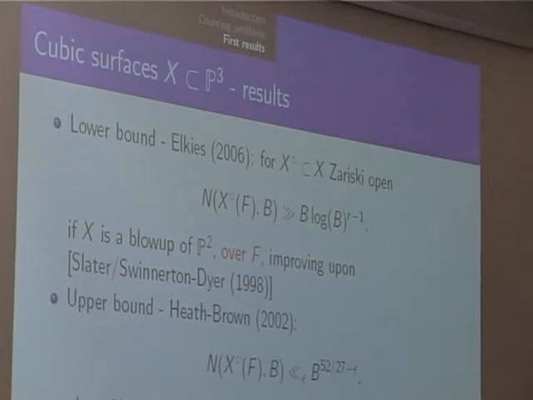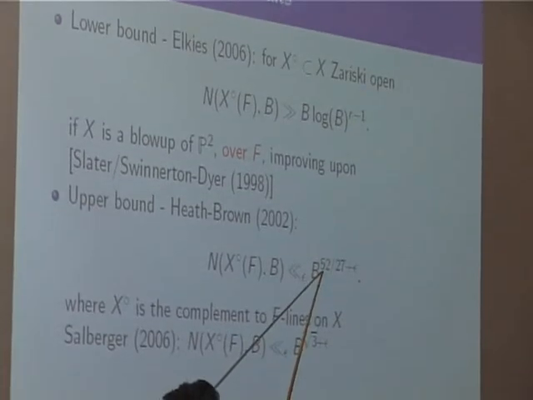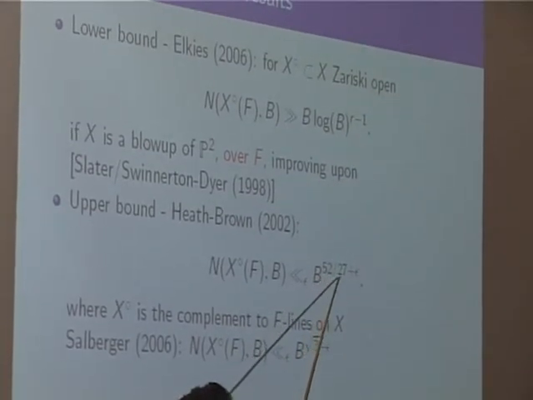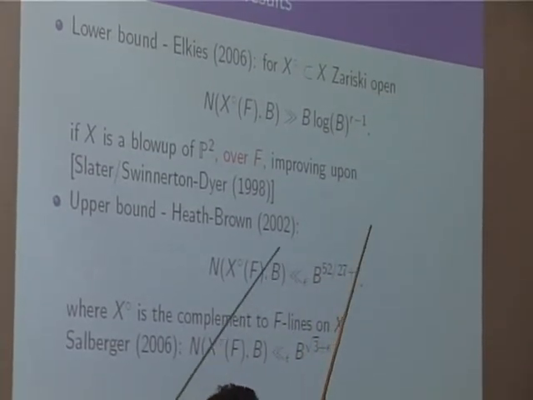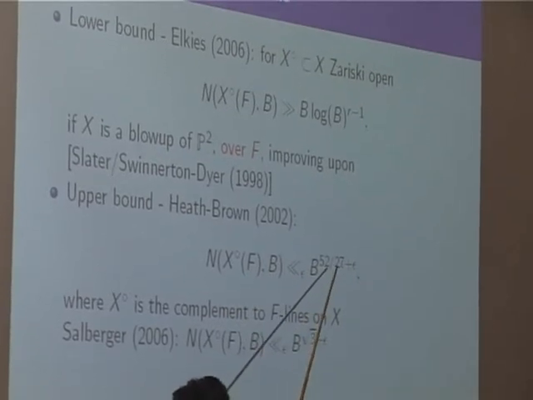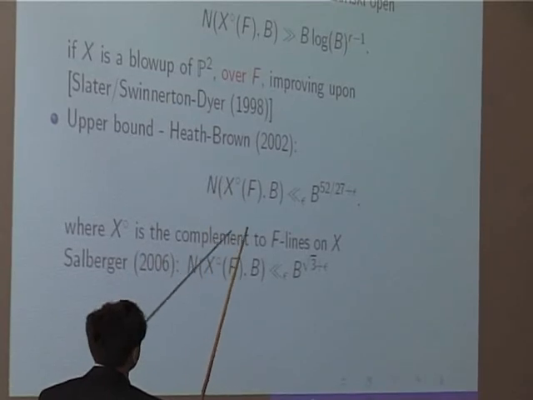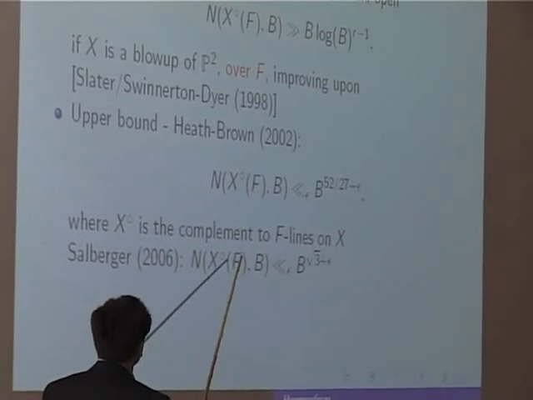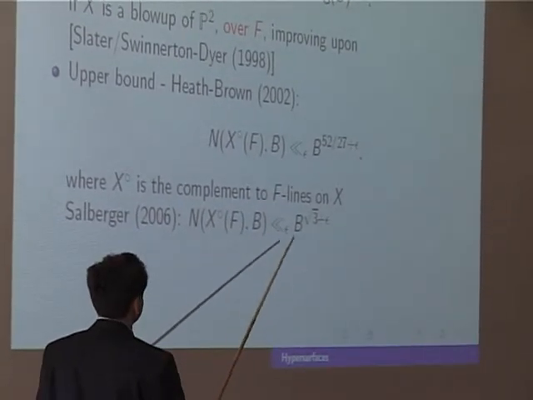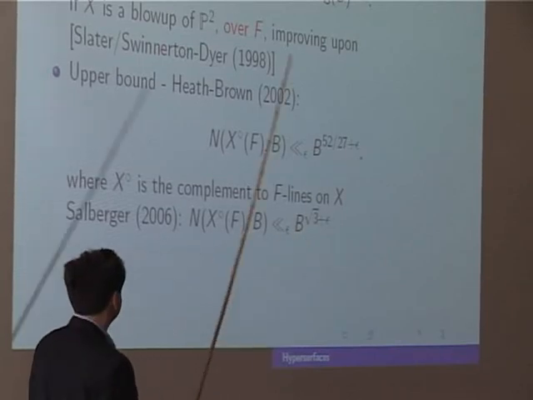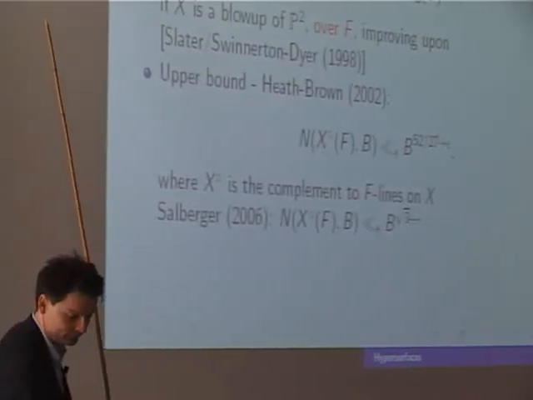Upper bounds are interesting. So the first upper bound where you were able to do better than the points on those lines, I mean, 52 over 27 is less than 54 over 27, which is 2, so better than B squared, is due to Heath-Brown in 2002. And Salberger improved this to B to the square root of 3 plus epsilon recently.